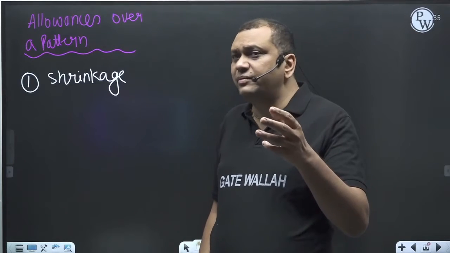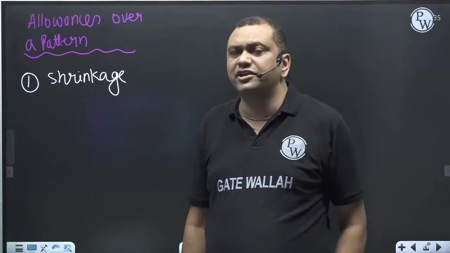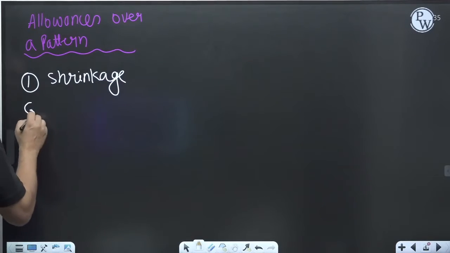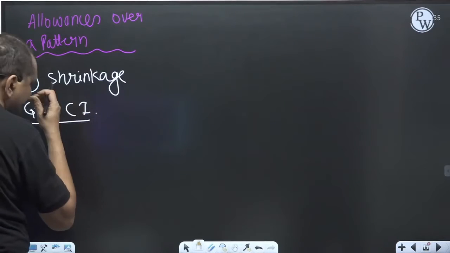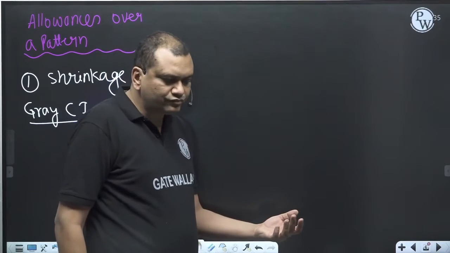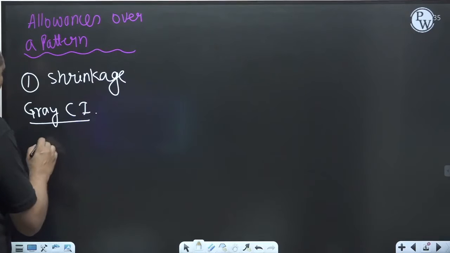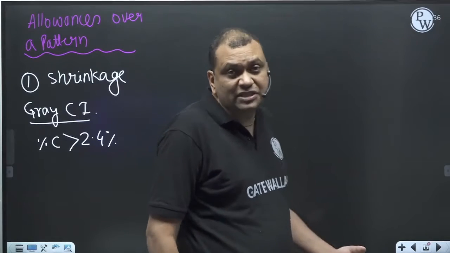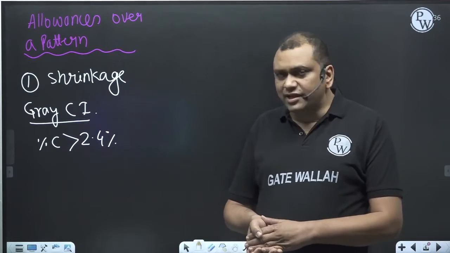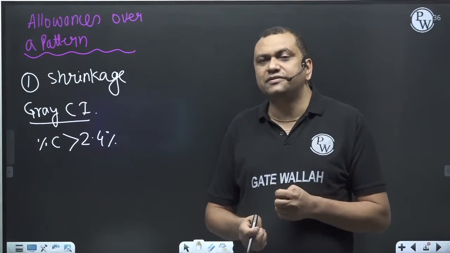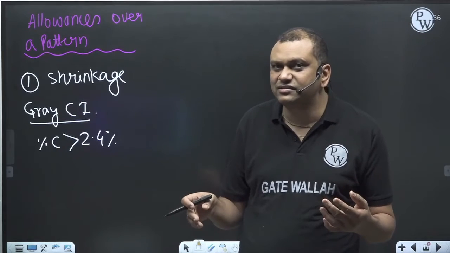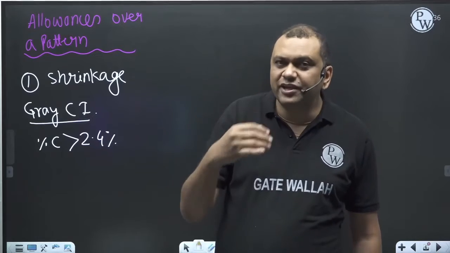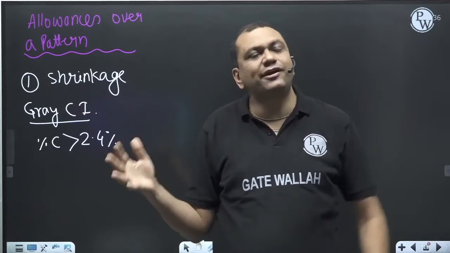Now, the next 2-3 minutes, it is a debatable point, so I want all of you to pay very careful attention. In the case of gray cast iron, if you see material science, percentage of carbon more than 2.4% is called gray cast iron. And in these gray cast irons, because of the presence of graphite, there will be volume expansion. See, when the solidification is taking place, graphite is getting discharged from the material.